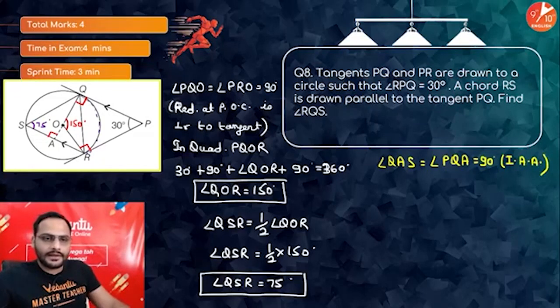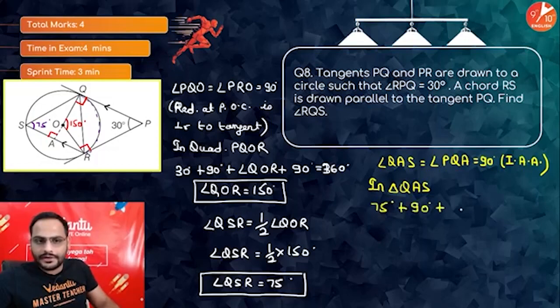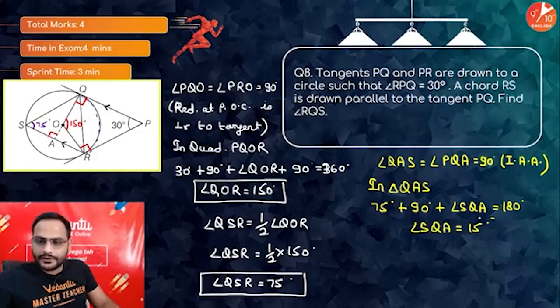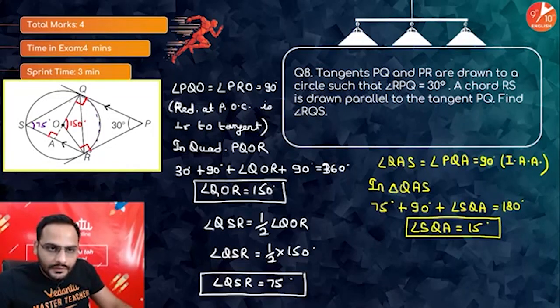Now in triangle QAS, if I use the angle sum property, one angle is 75, one angle is 90, plus the third angle, angle SQA, is equal to 180 degrees. From here you get angle SQA is equal to 15 degrees. This much part we have got, this part as 15 degrees.